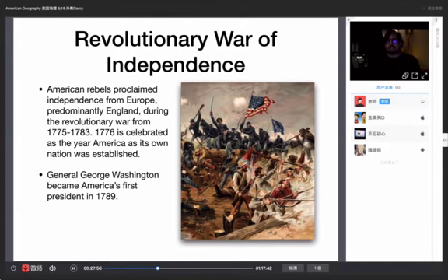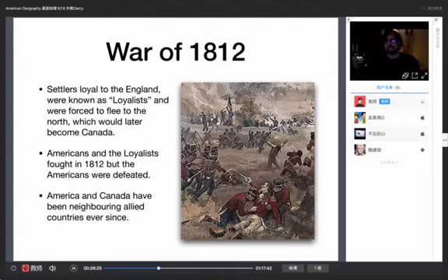American rebels proclaimed independence from Europe, predominantly England, during the Revolutionary War from 1775 until 1783. 1776 is celebrated as the year America came into being as its own nation. And General George Washington became America's first president in 1789.